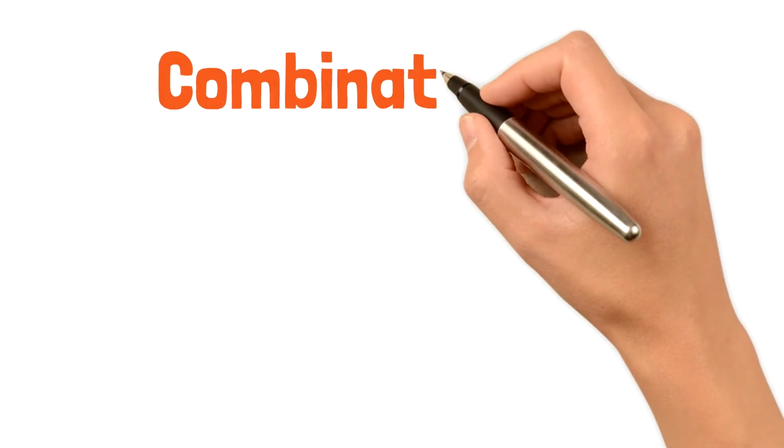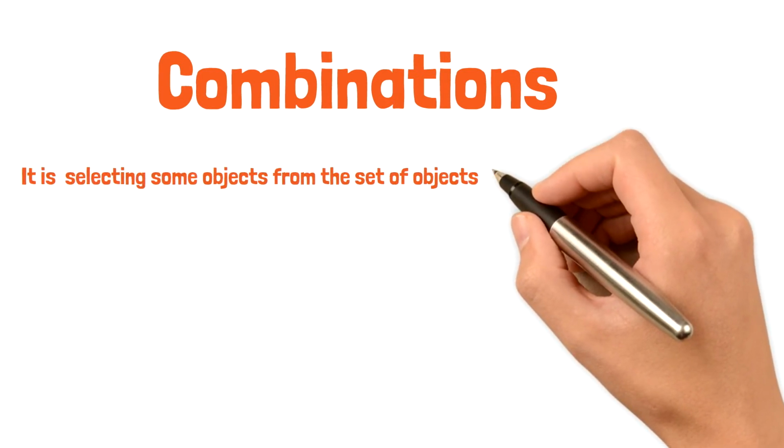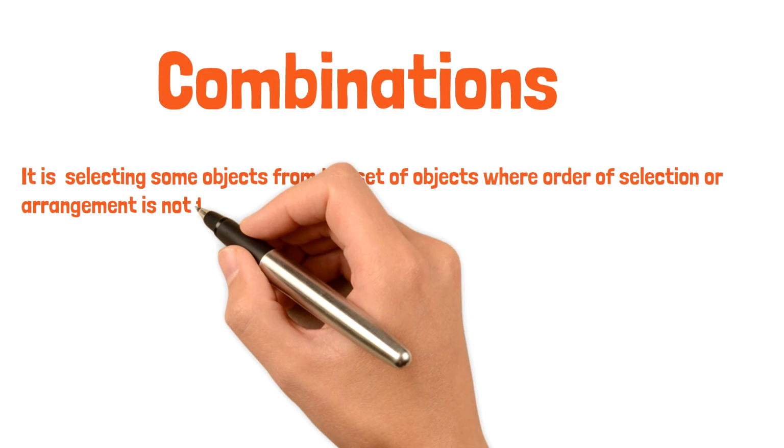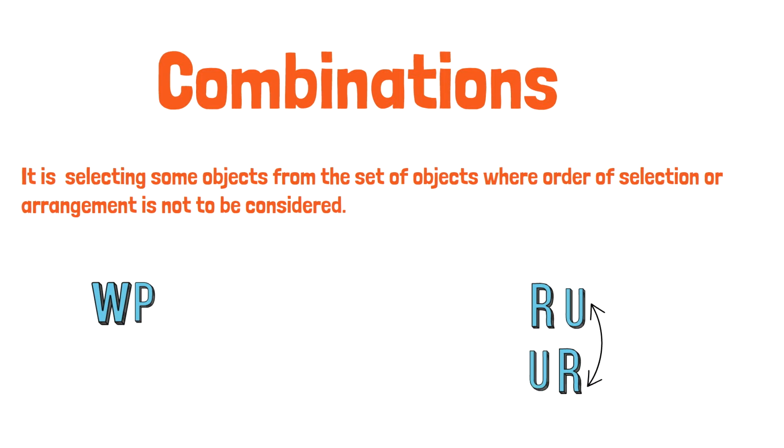Let's start with what is combination. In simple words, combination is selecting some objects from a set of objects where the order of selection or arrangement is not to be considered. Suppose there are four alphabet letters from which two letters are to be selected. The order of arrangement between them does not matter. That means it can be RU or UR. It doesn't matter, and this is what we call combination. Let's understand in detail with the help of an example.